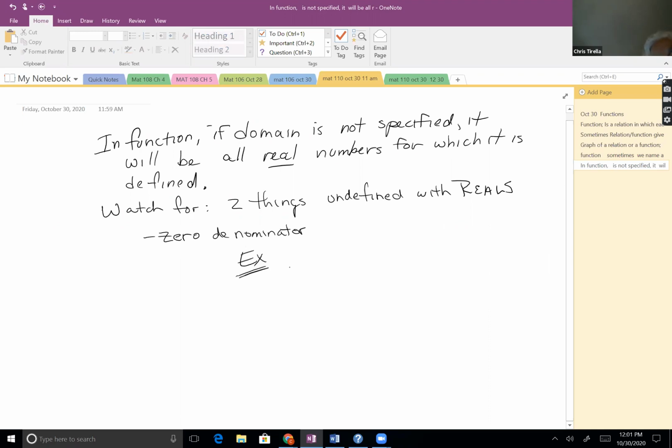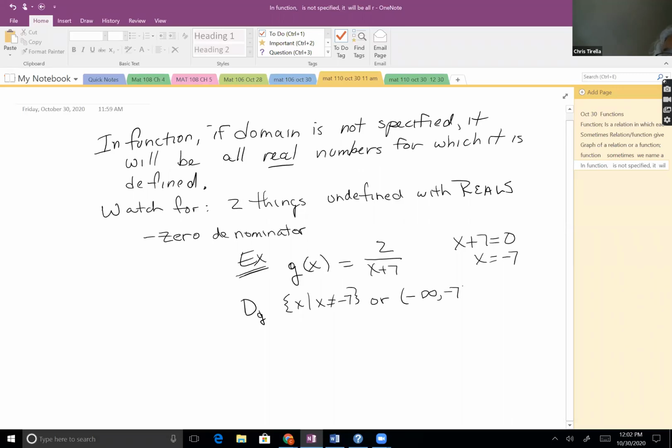For example, if I have g of x equals 2 over x plus 7, and I'm not given a domain, if I look for the domain of g, well, it's a fraction. So I'm worried about what values give me a 0 in the denominator, and that's -7. So I could say that it's all real numbers except -7. So I could say the set of all x such that x does not equal -7. Or I could put that in interval notation. I can take every negative number up until -7, and combine it with every number larger than -7.